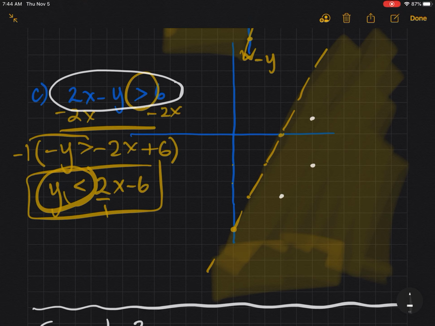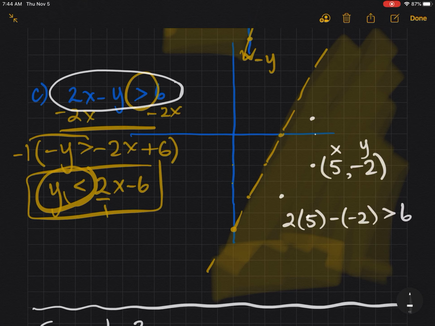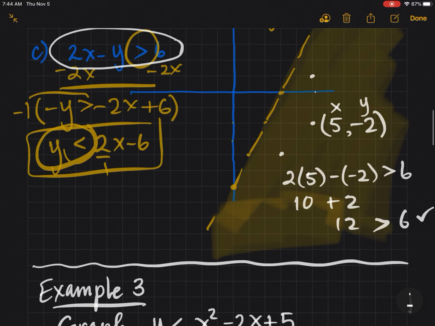So let's say I take 1, 2, 3, 4, 5, negative 2. And I could pick any point in this shaded region. And if I plug this in for x and this in for y, if I've done everything correctly, I'll get a true statement. 10 plus 2 is 12, and 12 is indeed greater. So I have a true statement, and I feel pretty confident that I've shaded the correct direction.